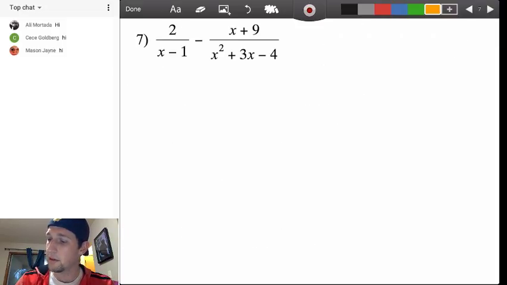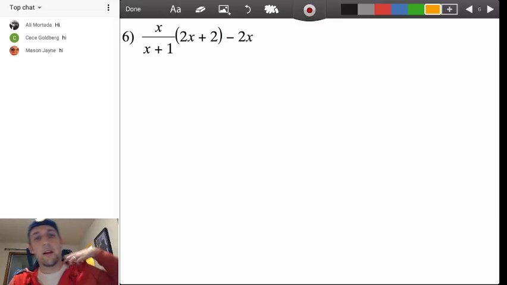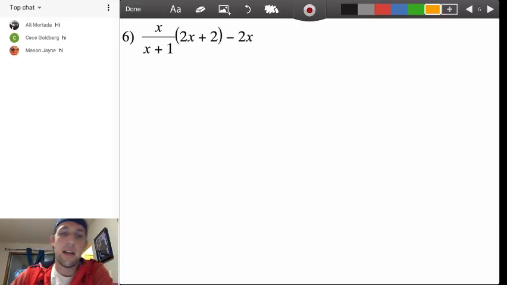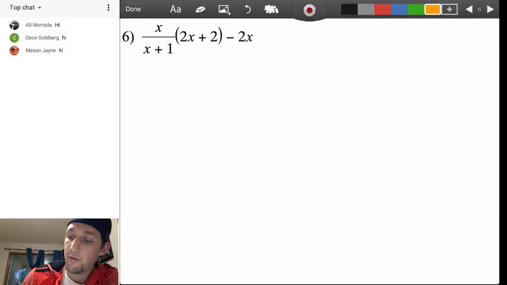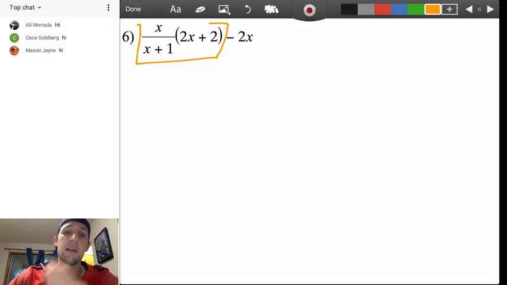Last couple here. This is kind of a strange one. Sorry, I accidentally skipped one here. This is a multiplication and subtraction problem. There are many ways you can do this, but the biggest thing is that you have to deal with this multiplication first.